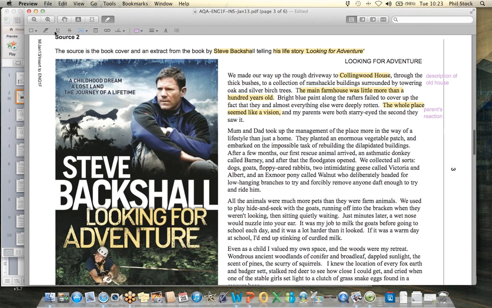Let's keep going. Mum and Dad took up the management of the place in the way of a lifestyle rather than just a home. They planted an enormous vegetable patch. I think that's important, what I just read.